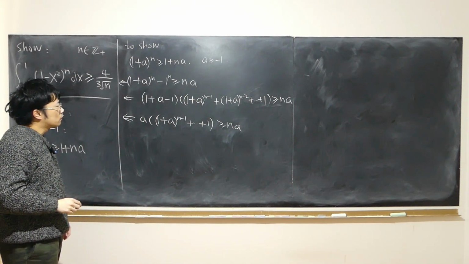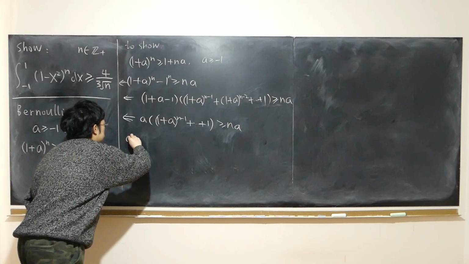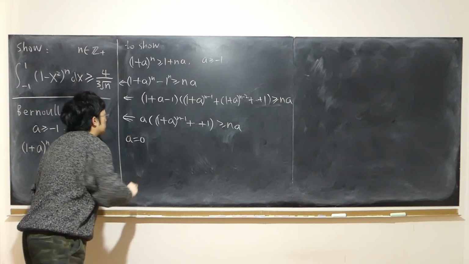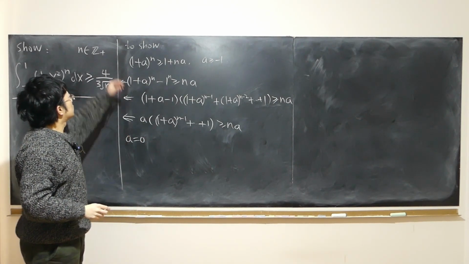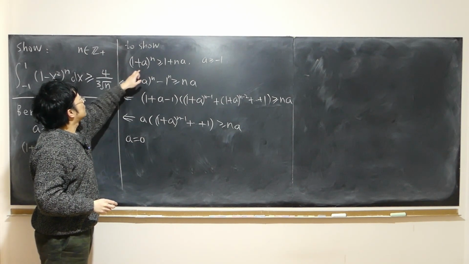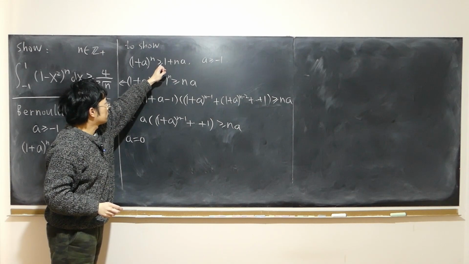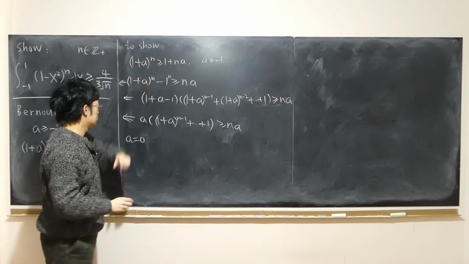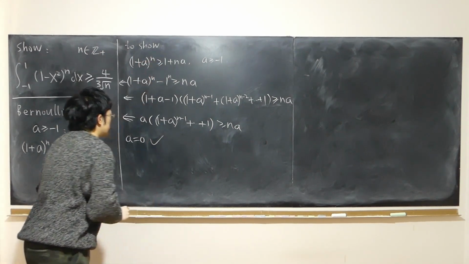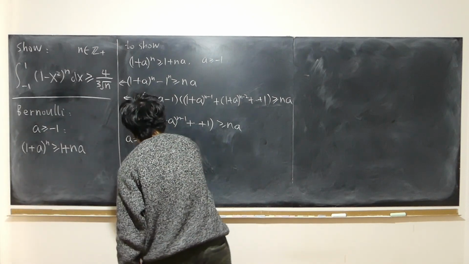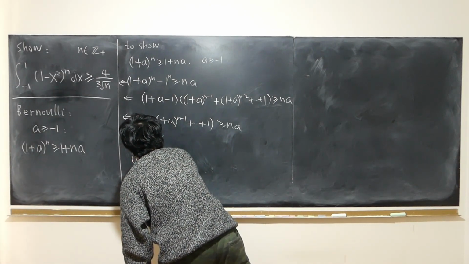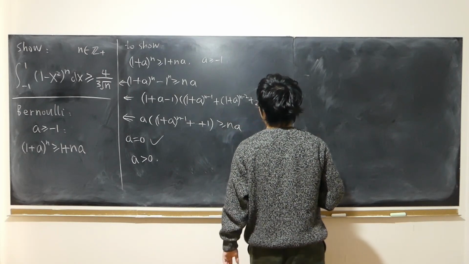Now, if a is equal to 0, what's going to happen is that the left-hand side is just 1, the right-hand side is also 1, so the inequality is obviously true. So what if a is bigger than 0? What's going to happen?